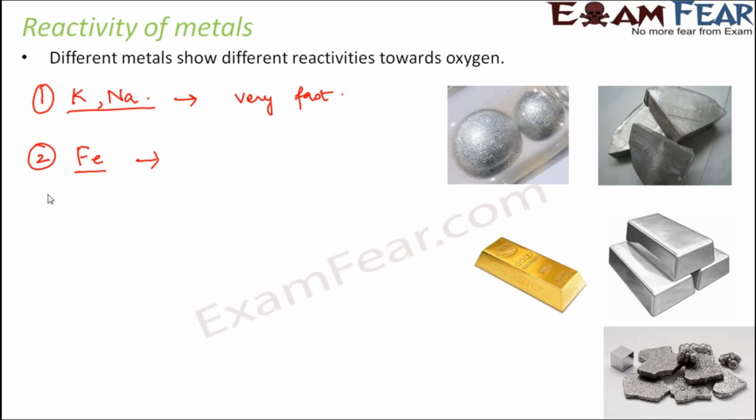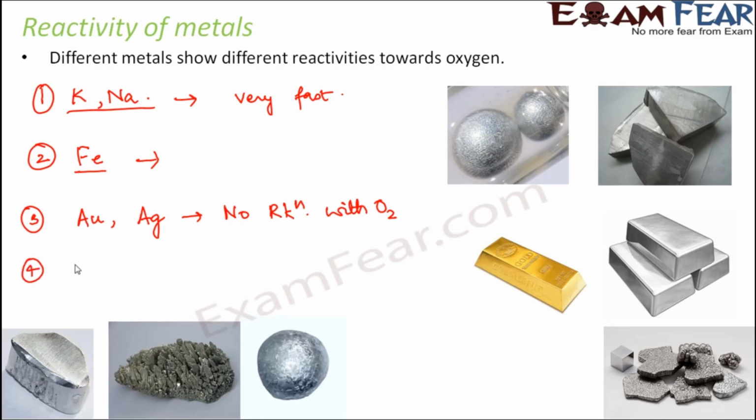Again, if you take the examples of gold and silver, gold is aurum and silver is Ag, they do not react with oxygen even at high temperature. Even if you keep on increasing the temperature, there will be no reaction. That is why you would have seen that gold and silver jewelry are exposed to air all the time, but nothing happens to them because they do not react with oxygen.